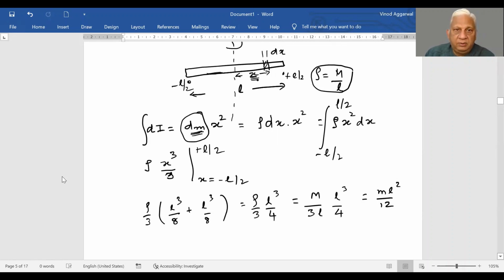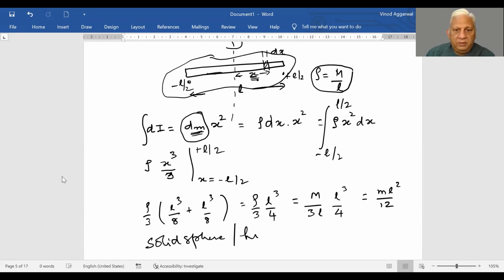Now we took this example to see how we find the moment of inertia of any body. This was only one example. A similar technique you can use to find the moment of inertia of various bodies, like a solid sphere, a hollow sphere, a disc, a cylinder, whatever.